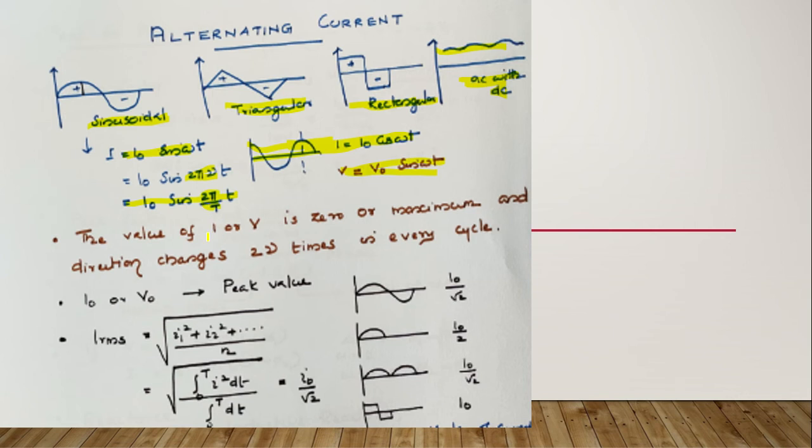And keep in mind the value of the current or potential is 0 or maximum, or the direction changes, with the frequency of 2 nu.